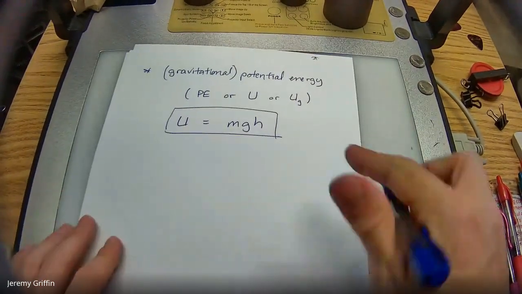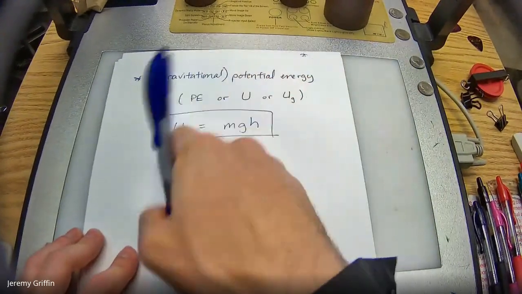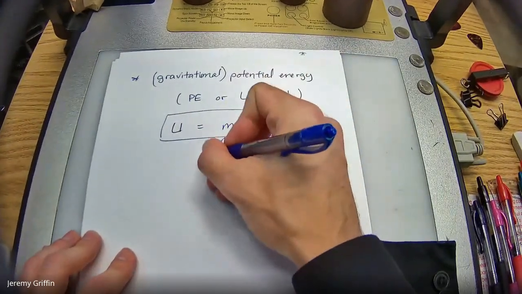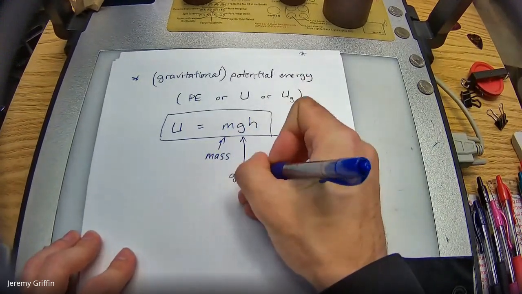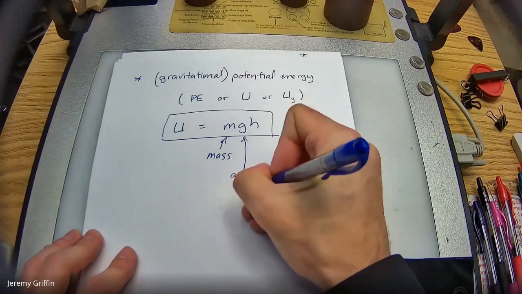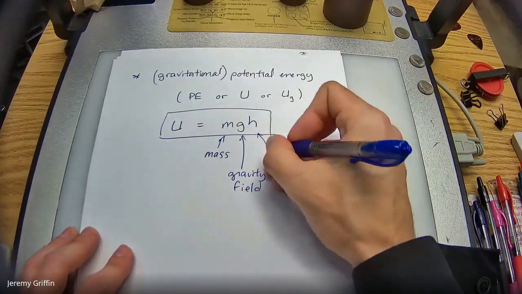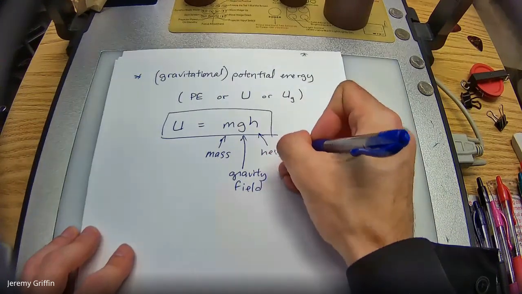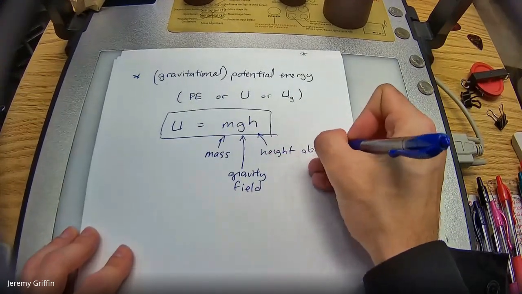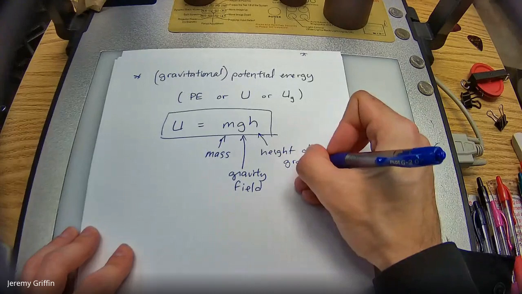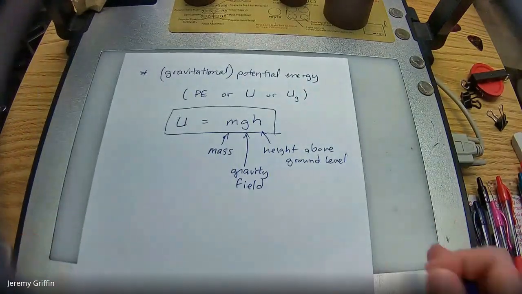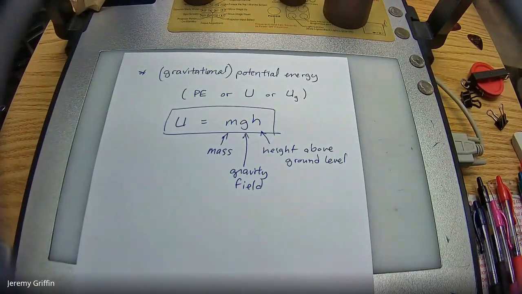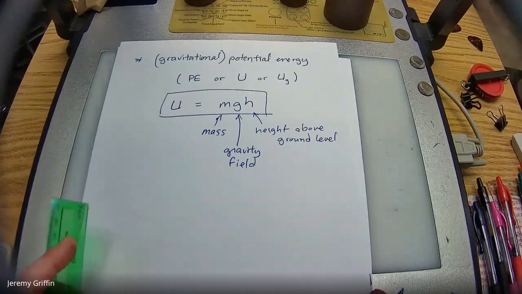So you guys know U is potential energy. m is the mass of the object. g is the gravity field, like 9.8 meters per second squared. And h is the height above, well, I'll say ground level. That's the energy associated with being lifted some height in some gravity field. Now, a couple of things with this.